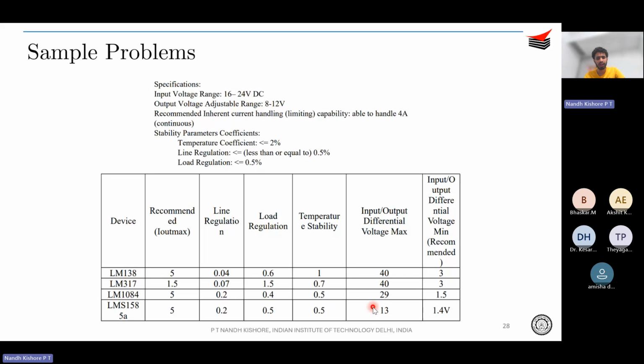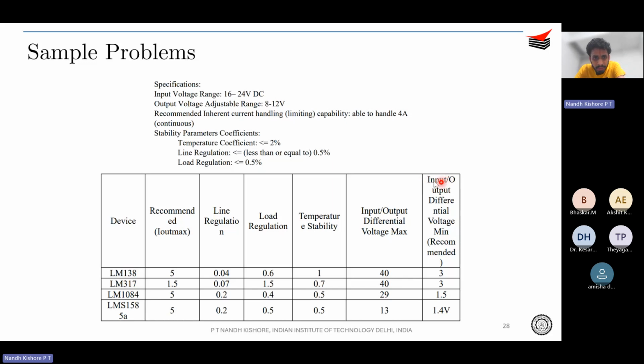Therefore, you see that the last one, LM1585A, is eliminated because it can handle only till 13 volts, but we need 16 volt. That is a maximum, right? So now you are left with only two options, LM138 and LM1084. Okay, 1084, sorry. And here, then you see the next one, input output differential voltage minimum.